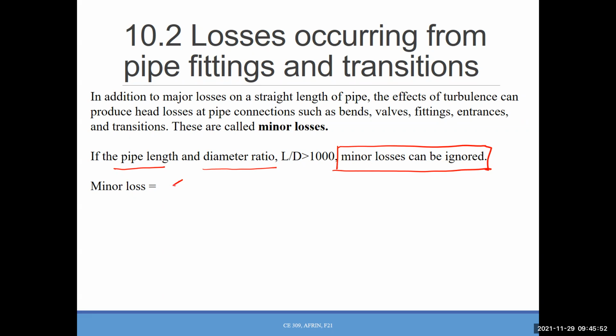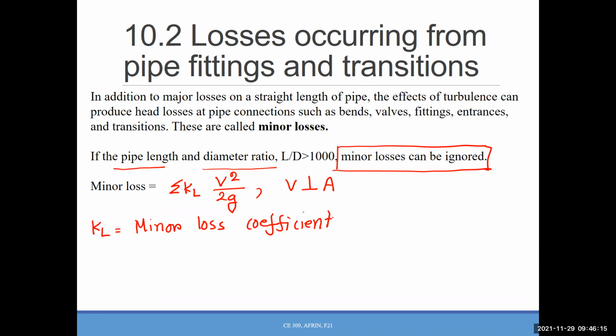So the minor loss equation is summation of KL V square over 2G. Again, V is perpendicular to the area. And this KL is the minor loss coefficient. And in the packet you have, there is a table, some pictures for KL for different setups. Based on what we are doing, we'll use KL from that table. Okay. And usually they determine this KL experimentally.